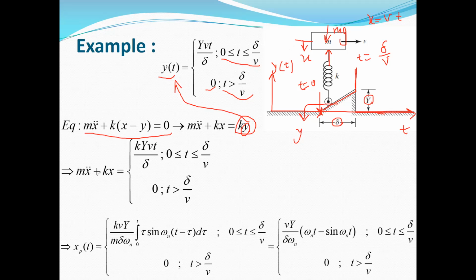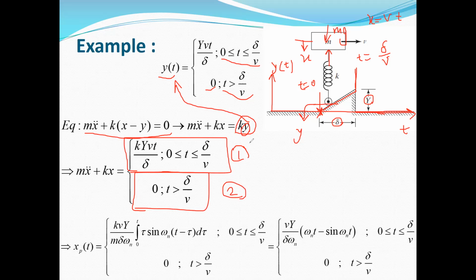So m x double dot plus k x is equal to k y v t divided by delta, and it's equal to 0 for t more than delta divided by v. So we need to obtain the response for the system first for this period of time, and after this for t more than delta divided by v. So we have one response for this period of time and one response for here.